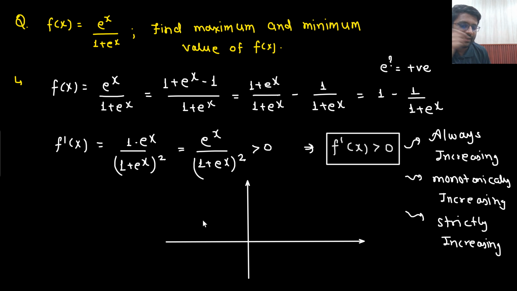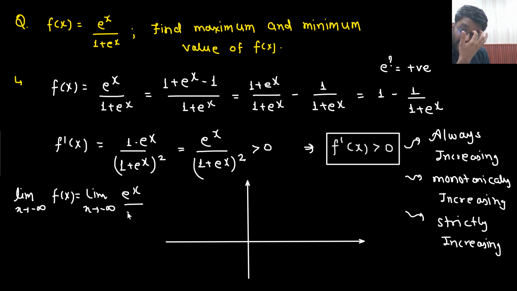So what is the value at minus infinity and plus infinity? I will find out the value. Here the value I would know, here also the value I would know, then I would know that it will always increase. That's it, right? So what I would do is find out the value at plus infinity and minus infinity. So limit x tending to minus infinity of f(x), that is, limit x tending to minus infinity of e to the power x divided by 1 plus e to the power x. What is the answer you will be getting?